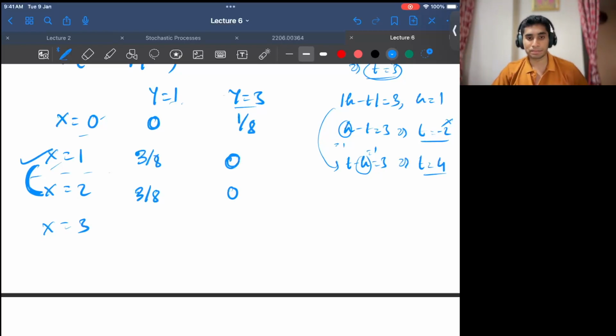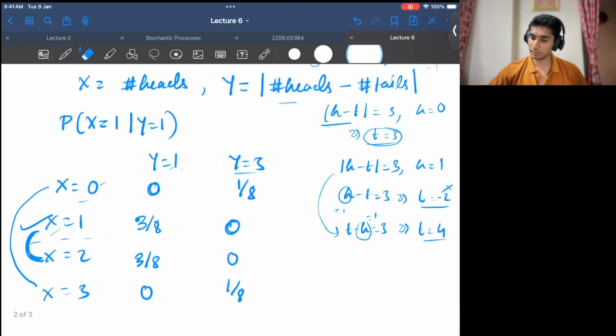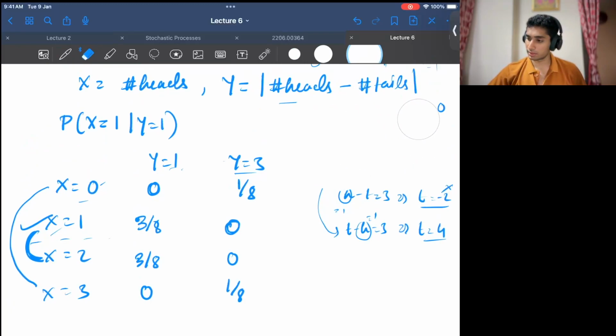That's all. Similarly, if x is equal to 3, right? Then that means the number of tails is equal to 0, which is similar to this case when your number of heads is equal to 0. I'm using symmetry here, okay? Let me know if it's not clear, but you can just again write this 0, 1 by 8. That's all. I'll just erase this thing.